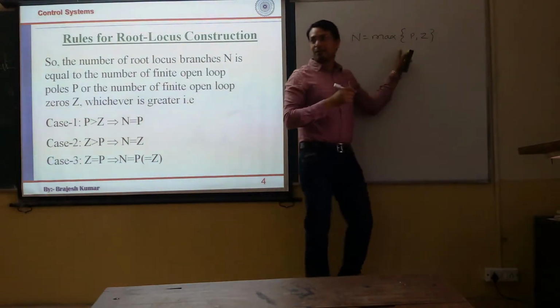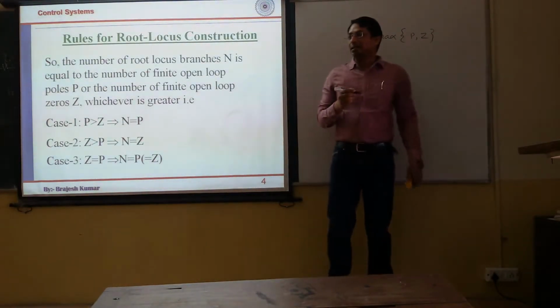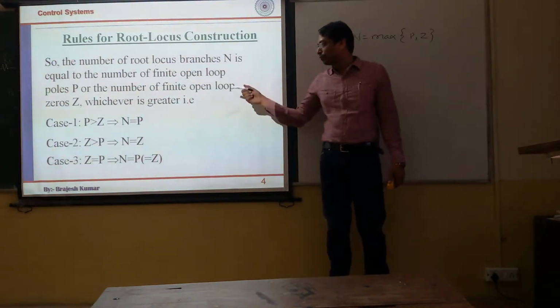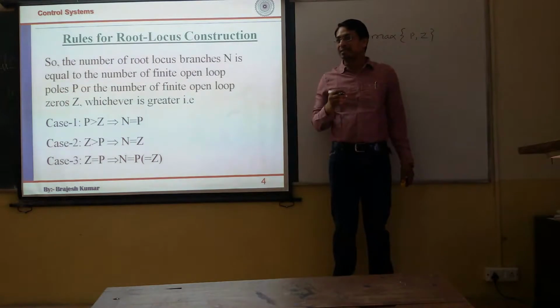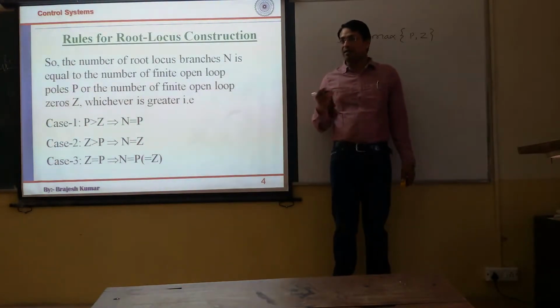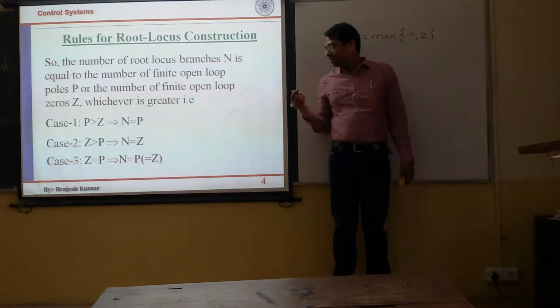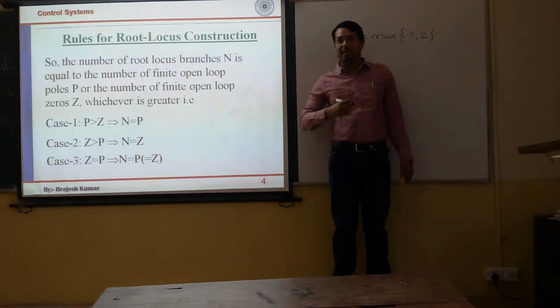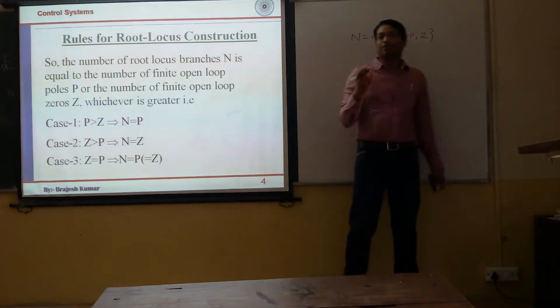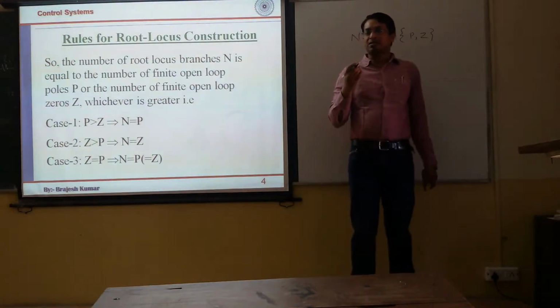Whatever may be the maximum, you are going to say that it will be equal to the number of branches of the root locus. For example, for case 1, if P is greater than Z, capital N will be equal to P. In the second case, if Z is greater than P, capital N will be equal to Z. And in the rarest case, if it is equal, then of course N is equal to P is equal to Z.